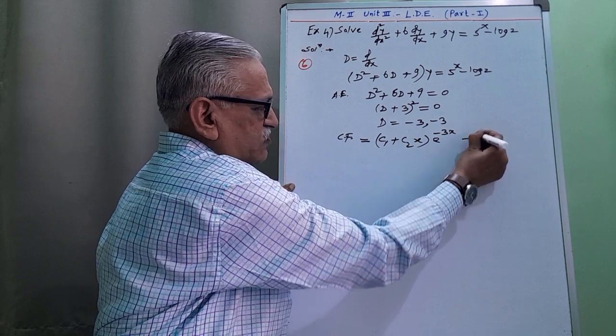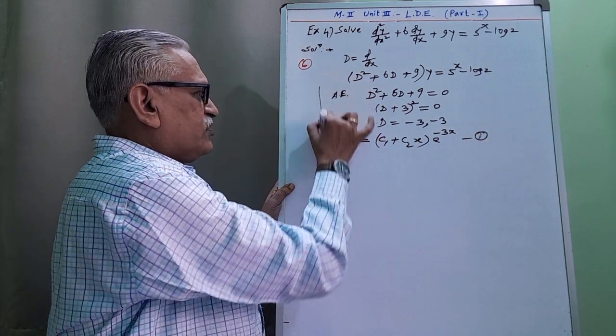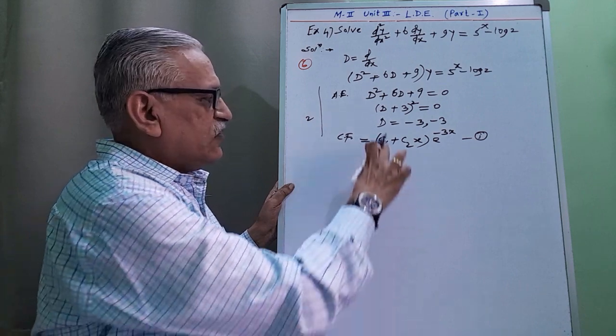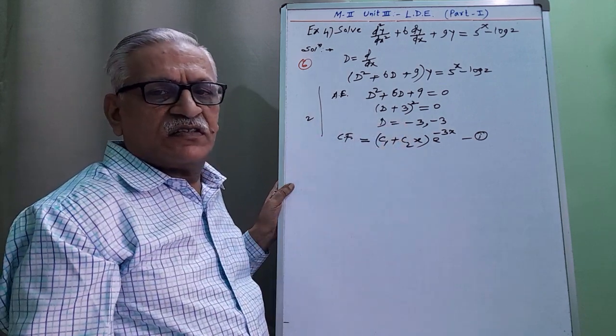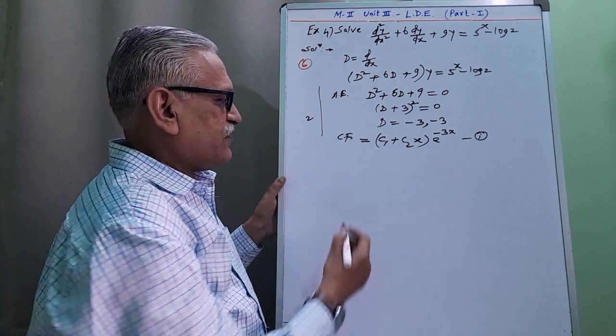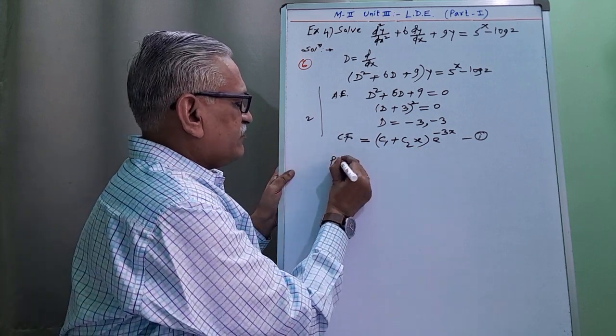We call this equation 1. For this step, we will get 2 marks: 1 mark for finding the roots and 1 mark for the CF. Then PI1.